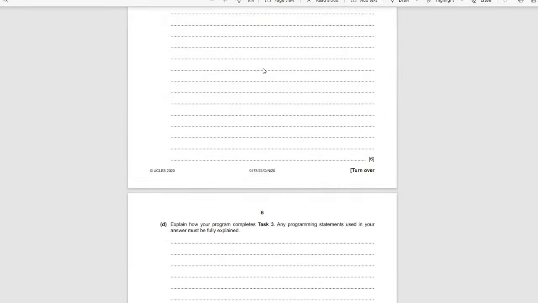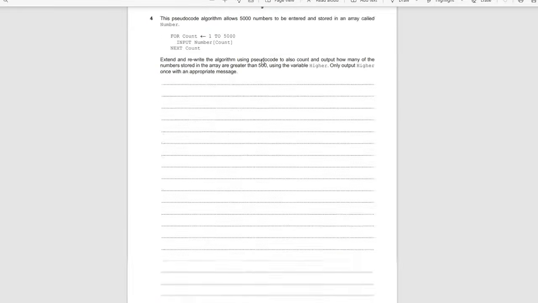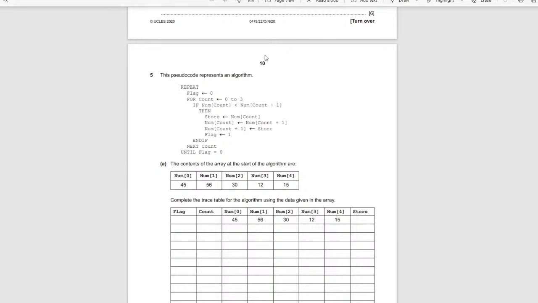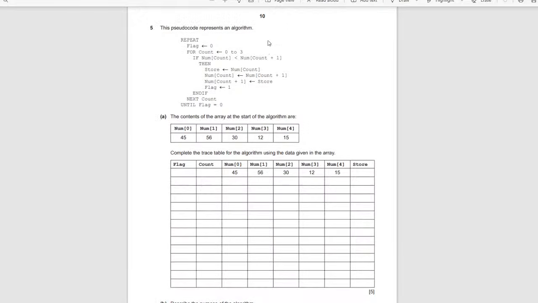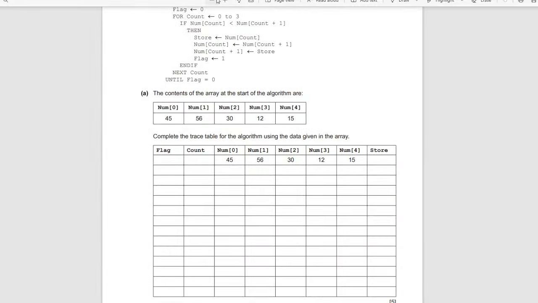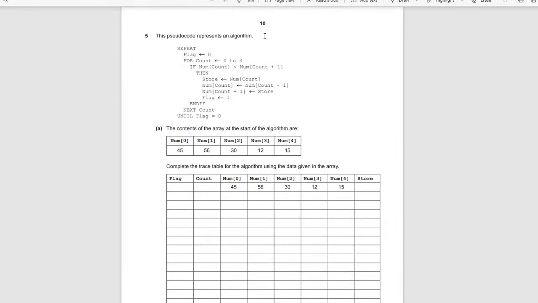This flowchart, someone has told us to do it. Where's the flowchart? Okay, it's not a flowchart, it's a pseudocode. So you can do the pseudocode as well. Let's do the pseudocode. So here is another type of question.